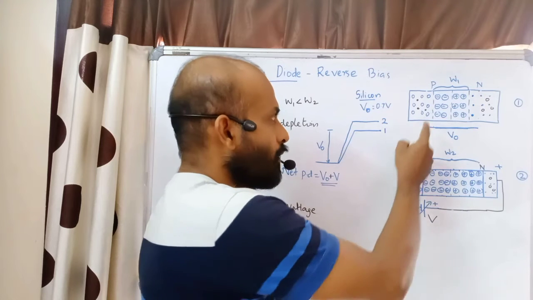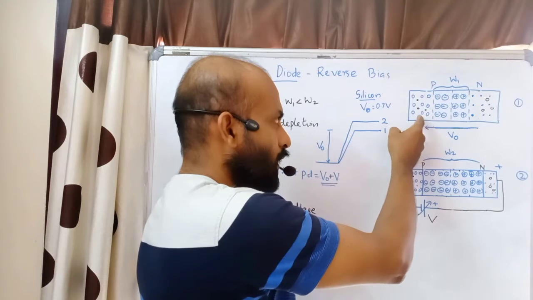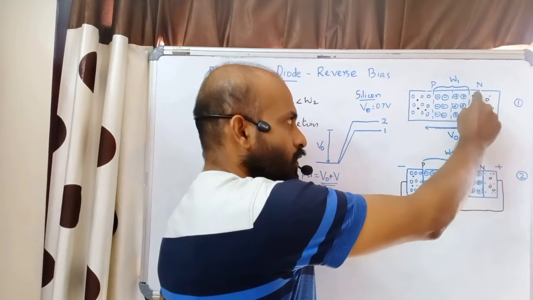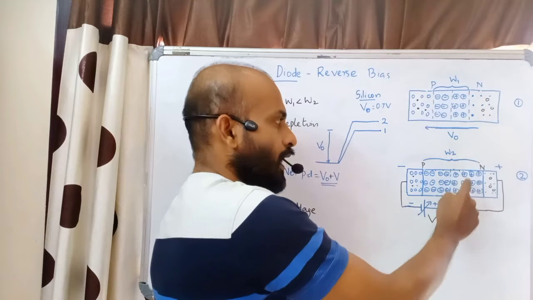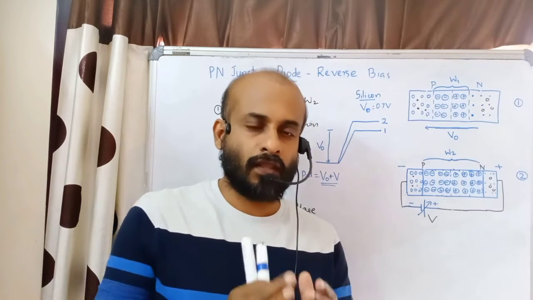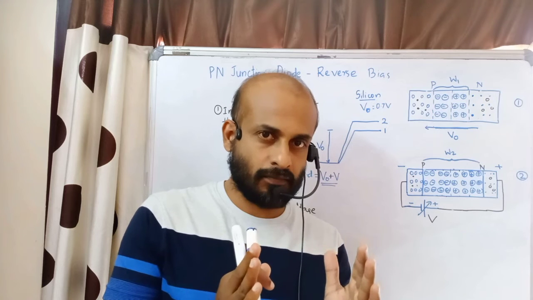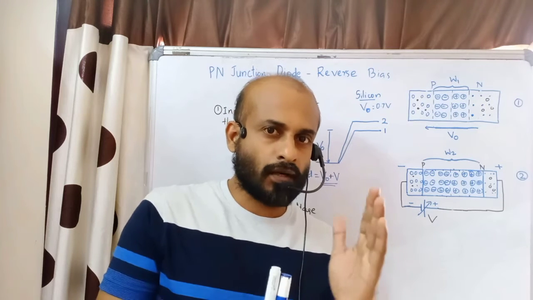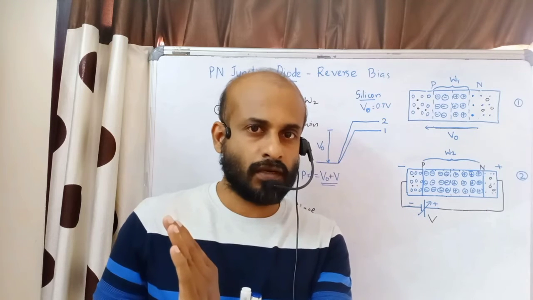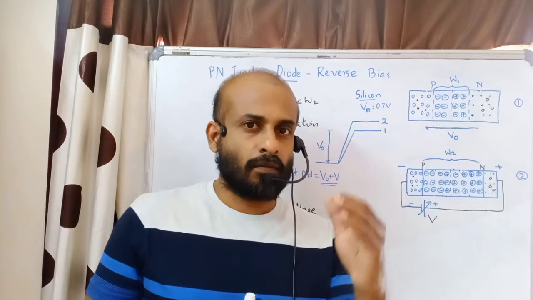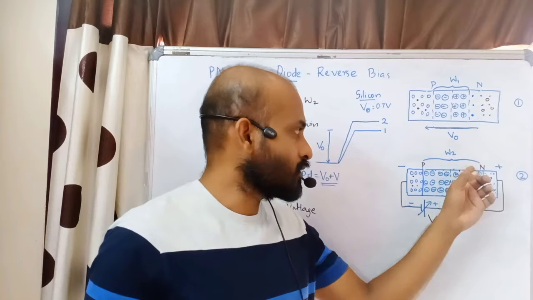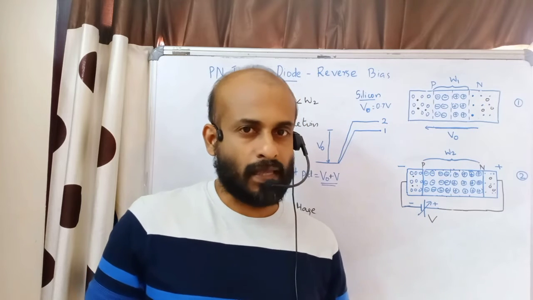And now what will happen? Many holes will be moving towards the battery. Many electrons also will be moving towards the battery. So these regions will be containing only ions, that is acceptor or donor ions. Now what happens? From the depletion region, more electrons will be pulled away from the junction, more holes will be pulled away from the junction. So many ions will be exposed. Positive ions will be exposed on the N side and negative ions will be exposed on the P side.